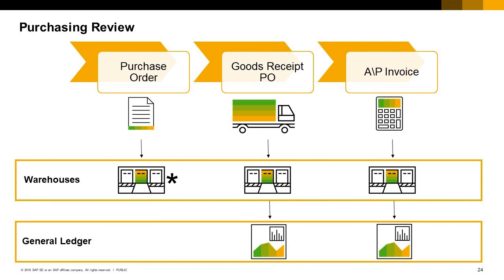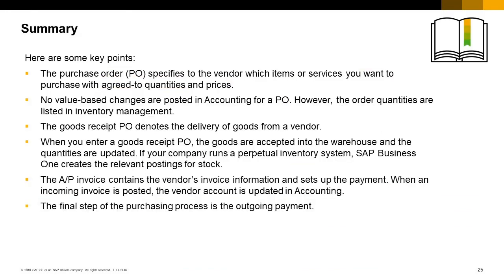The AP invoice contains the vendor's invoice information and sets up the payment. When an incoming invoice is posted, the vendor account is updated in accounting. The final step of the purchasing process is the outgoing payment. This function is done in the accounting module. You have completed the topic on purchasing items.